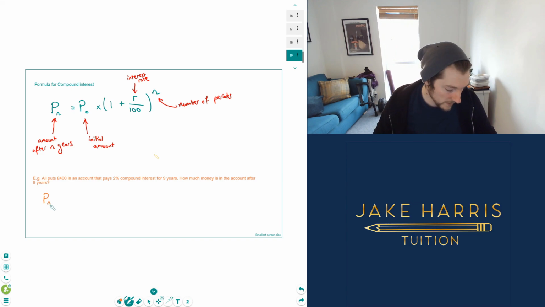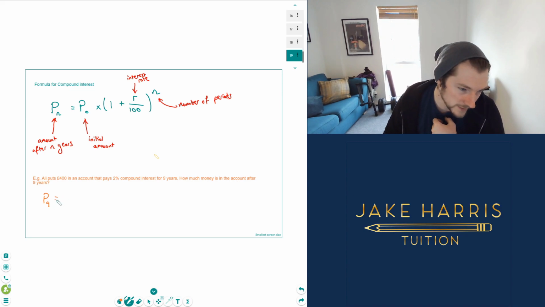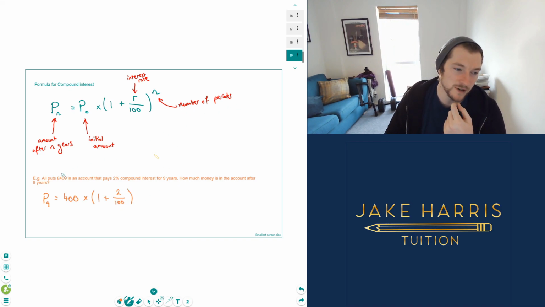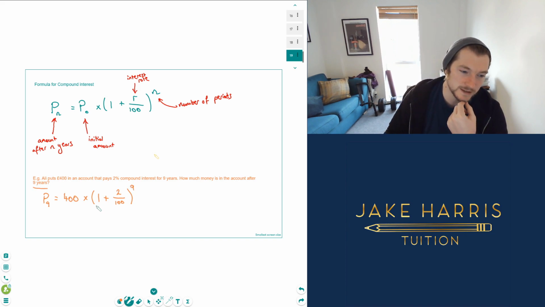Pn is, actually it's going to be specifically P9 in this case, the amount of money in the account after 9 years. So P0 is the initial amount, £400, multiplied by bracket 1 plus the interest rate, which is 2%, over 100, close bracket, to the power of the number of periods. In this case, our number of periods is 9 years.